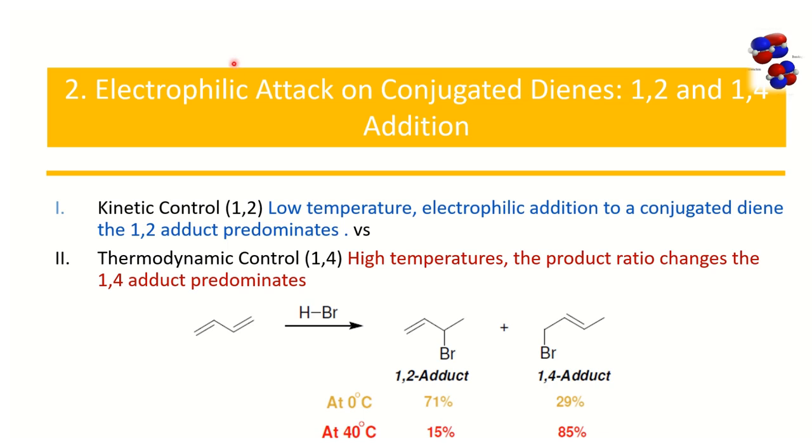So here we're talking about the electrophilic attack on conjugated dienes to produce the 1,2 and 1,4 addition. We find that at very low temperatures, when we have a conjugated diene with an electrophile, the 1,2 adduct dominates, assuming this is carbon 1, this is carbon 2, carbon 3, carbon 4. At high temperatures, the 1,4 adduct dominates. This is thermodynamic control.